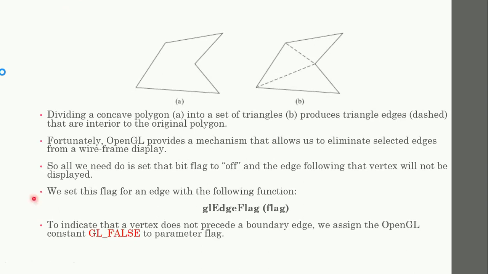Suppose you are given a convex polygon, you can easily fill it with some color. But if your polygon is a concave polygon, what exactly may you be doing to fill its area? You will be dividing the polygon into a set of triangles. For example, you have got a concave polygon here, and you have converted this polygon into a number of triangles. In the interior, everything is divided into triangles so that these triangles can be easily filled.